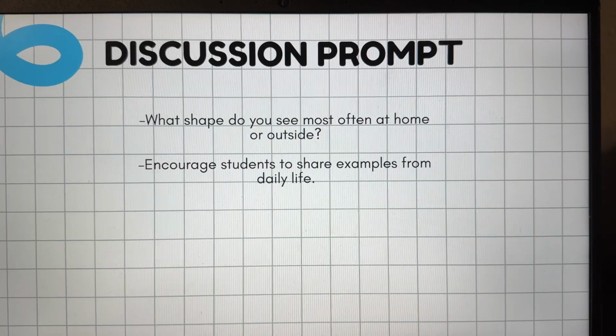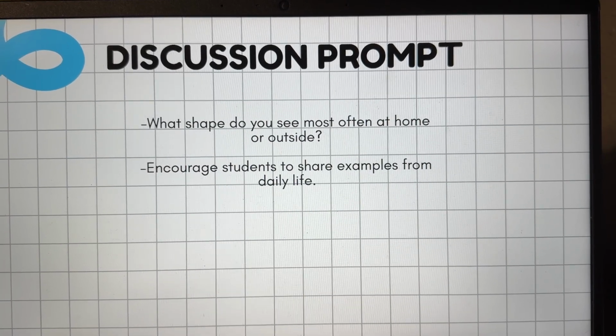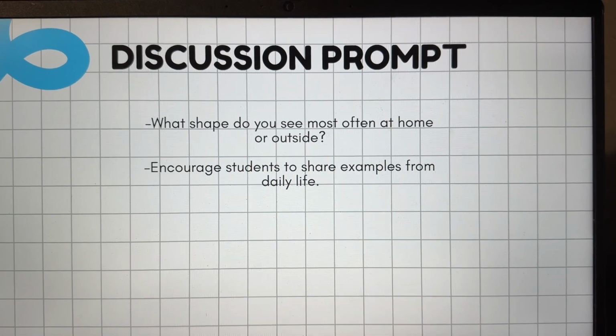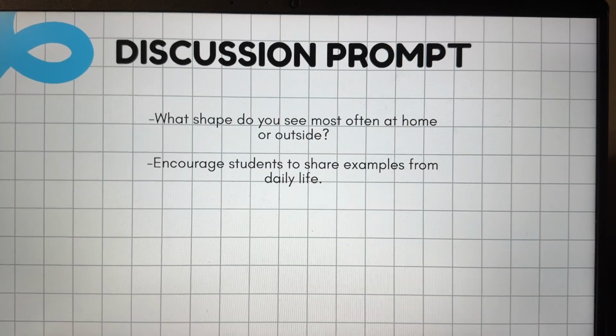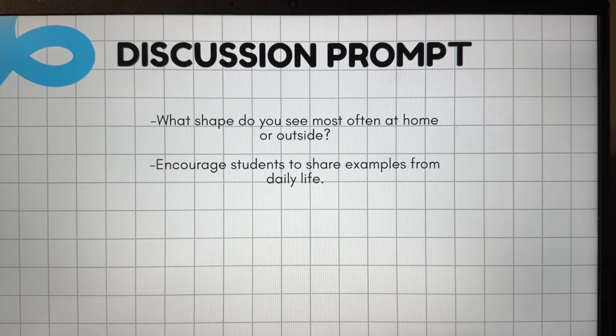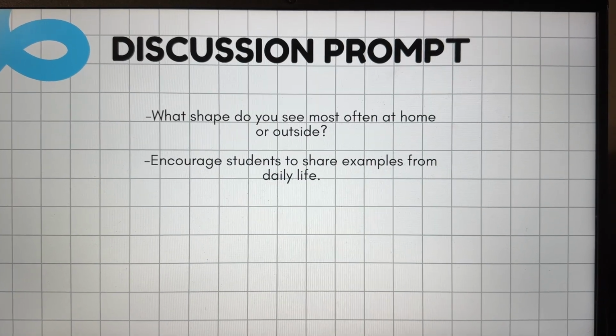A circle could be used for outside, where we step on the colored circles to walk to lunch or to walk anywhere on campus. My students would be familiar, and that's just two that I would think that they would say first. And I would encourage students to share examples from daily life.